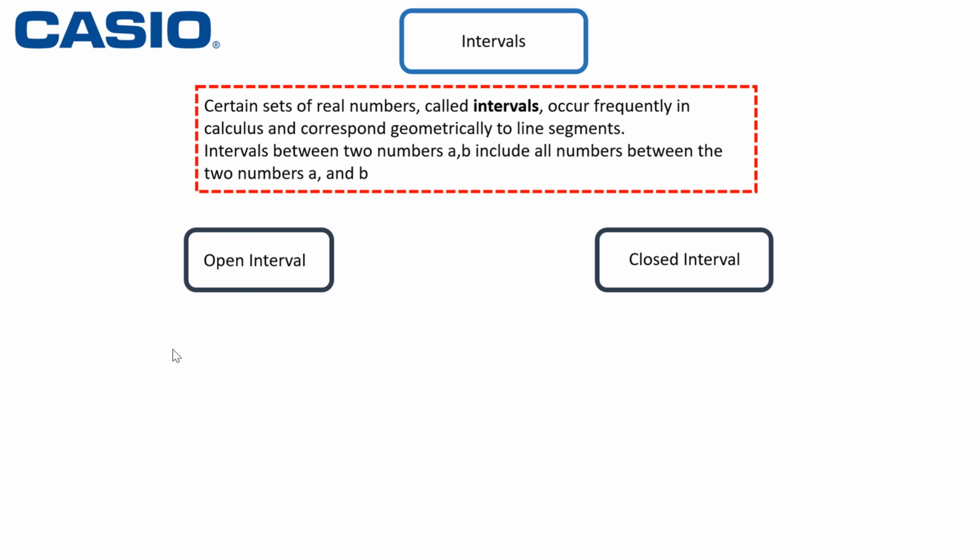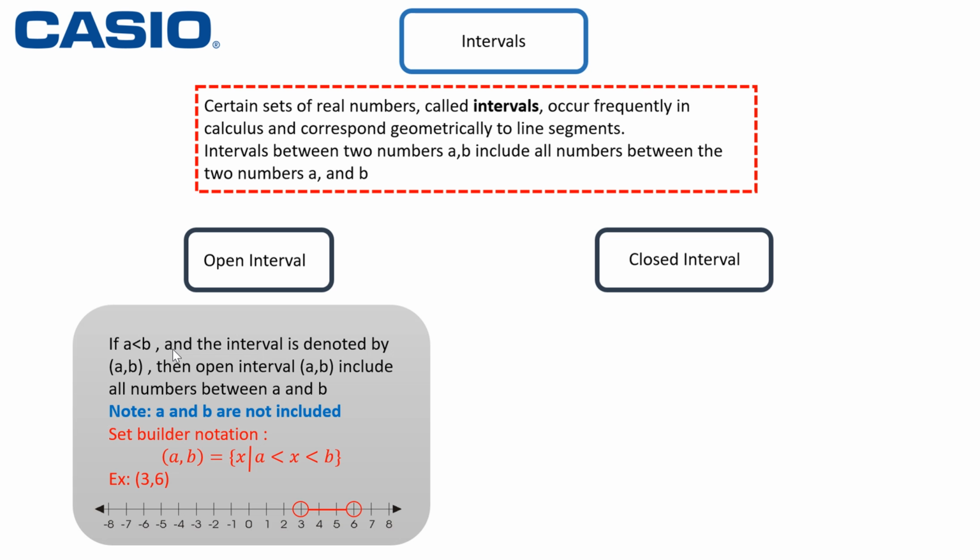We have two types of intervals: open interval and closed interval. What is an open interval? If a is less than b and the interval is denoted by parentheses a, b, then the open interval (a, b) includes all numbers between a and b. But we should note that a and b are not included. Why? Because it is parentheses a comma b. So a and b are not included.